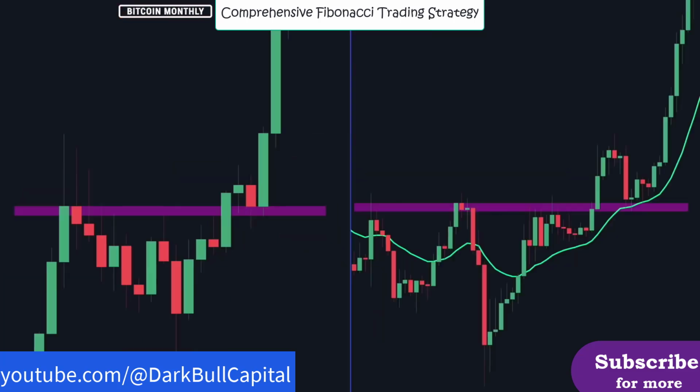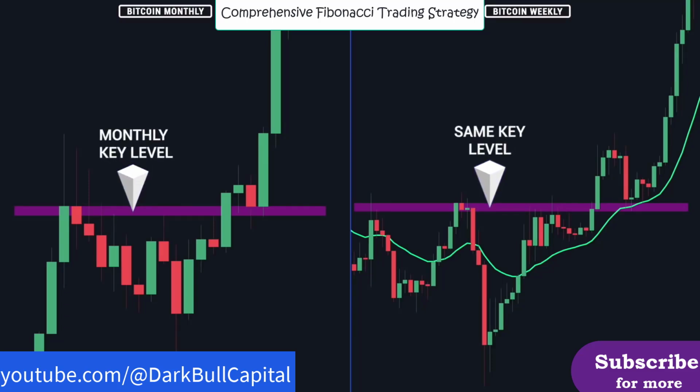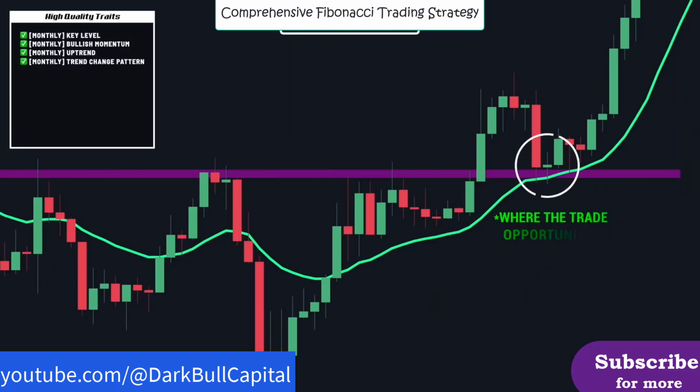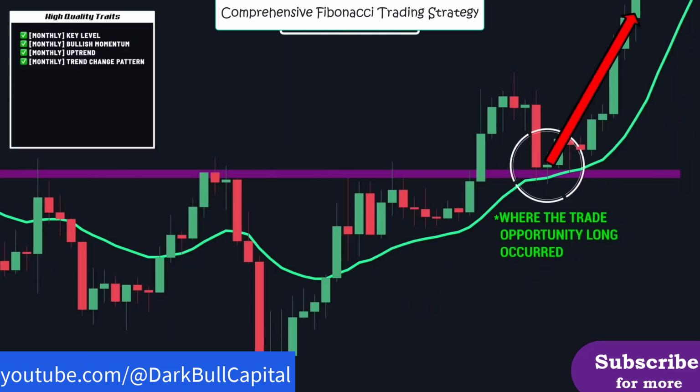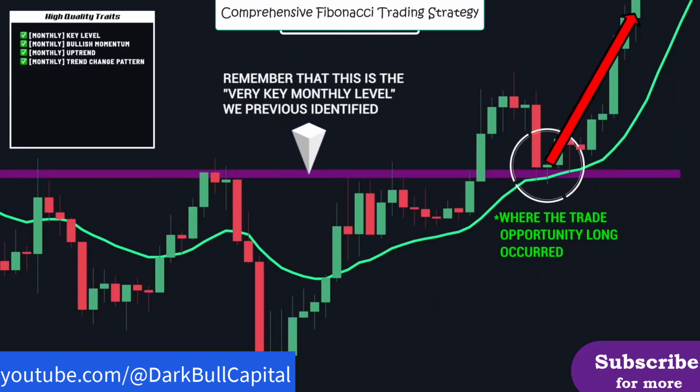So the chart on the left is the Bitcoin monthly time frame we just looked at, and the chart on the right is the Bitcoin weekly time frame. This was the monthly key level, and this is the same key level but on the weekly time frame. This is where the trade opportunity long occurred, which was at the key monthly level and now also the key weekly level. Again, things you find on the higher time frames hold more weight.